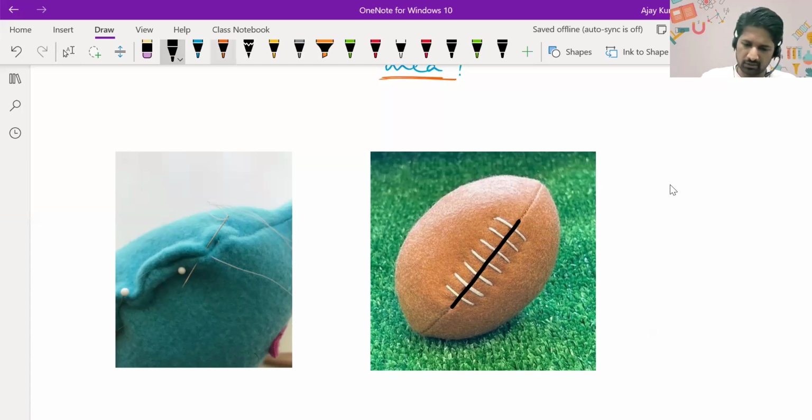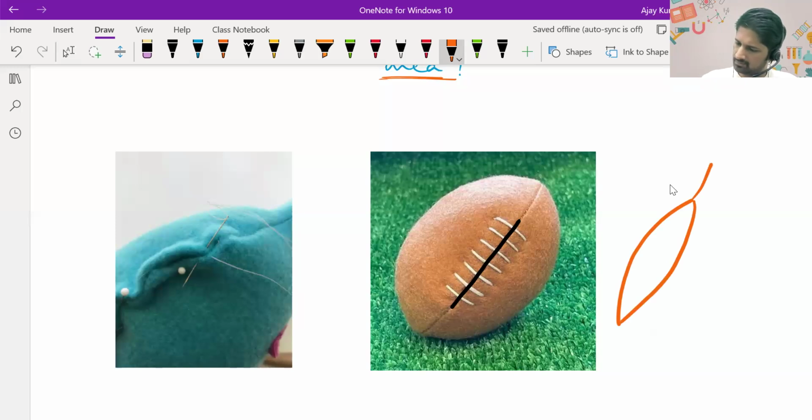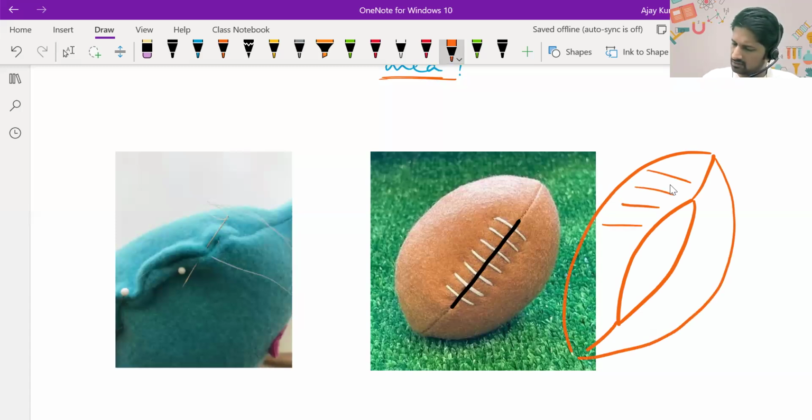So basically, what you will see happening here with the rugby ball is something like this. Okay, you said the cotton will come out. That's correct only. Fine. So this is all the surface of the ball, and in between, whatever cotton or cloth is stuffed inside, you will be able to see it.